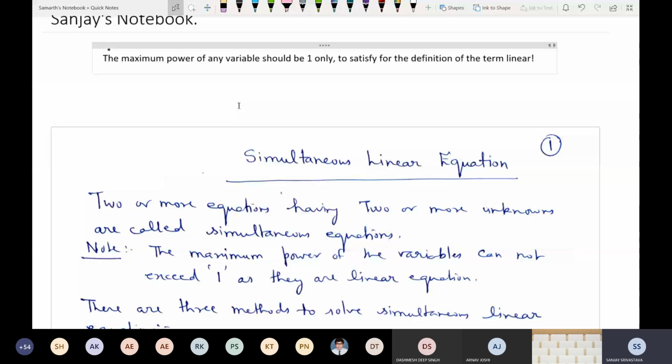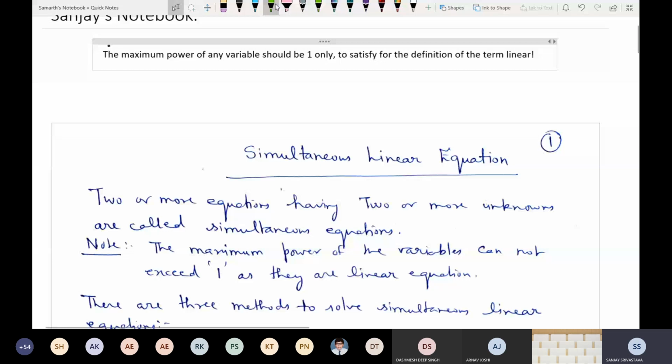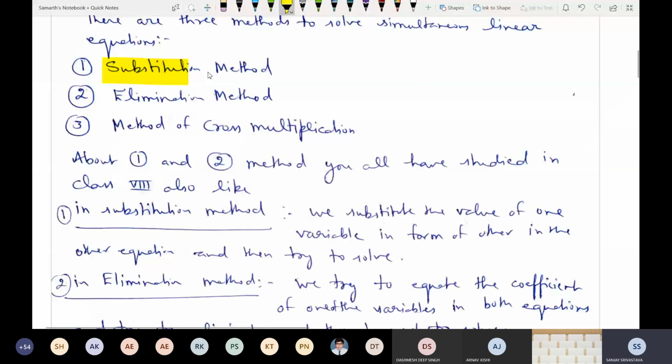So always remember that whatever the number of variables in the equation, at least that many equations should be there. Now talking about the solution, how to solve: there are 3 methods given in your book to solve simultaneous linear equations. First is the substitution method, the second is the elimination method, and the third is the method of cross multiplication, which is introduced for the first time.